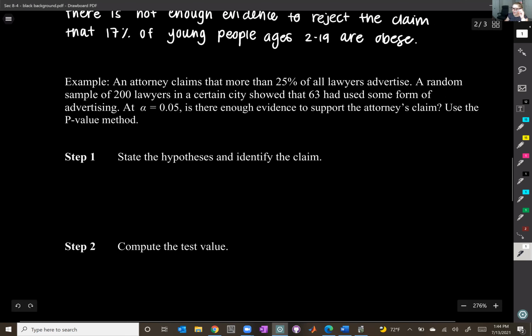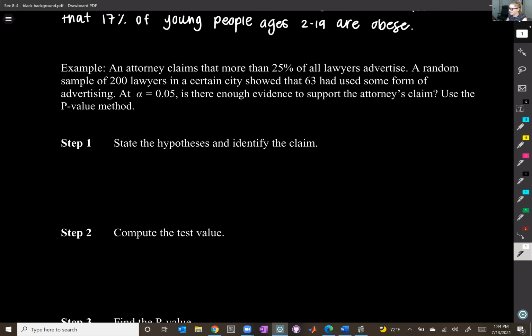So let's do this example together and then you can try the next one on your own. Okay. So this one says an attorney claims that more than 25% of all lawyers advertise. A random sample of 200 lawyers in a certain city showed that 63 had used some form of advertising. At alpha equals 0.05, is there enough evidence to support the attorney's claim?